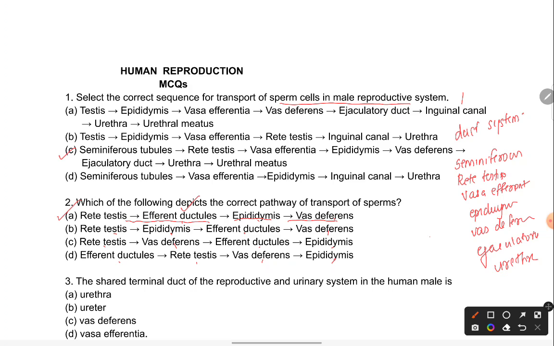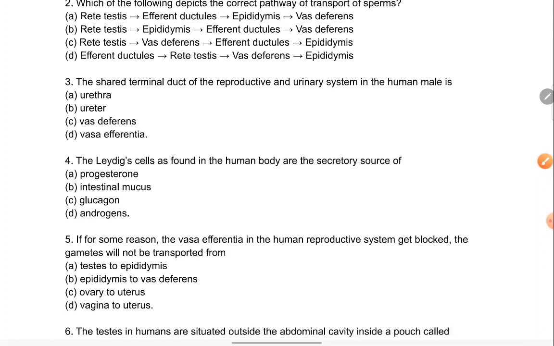Then question number 3. The shared terminal duct of the reproductive and urinary system in human male is. You know, in case of males, there is only a single opening for the passage of both urine and semen, and that is the urethra. So the correct option is urethra.